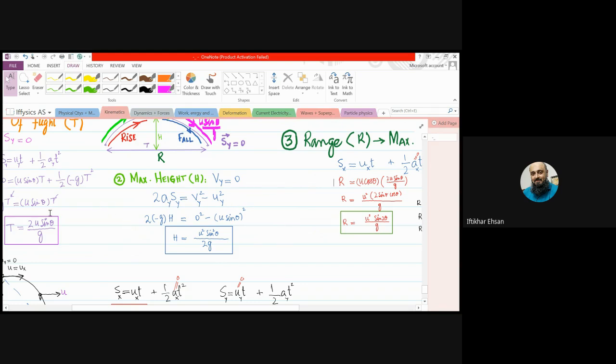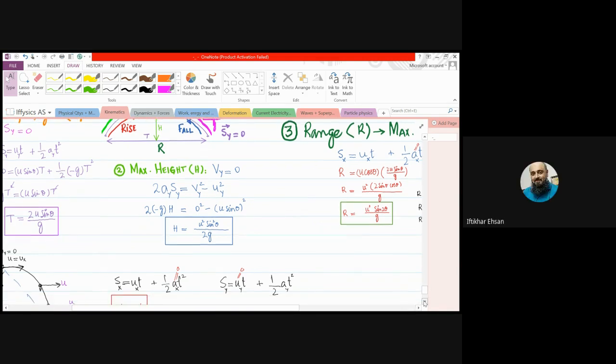It's not necessary that you remember these, but you should know how they were derived, right? Yeah. Okay, Shamas, now we are going to look at the last one.